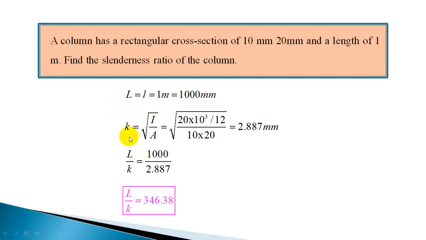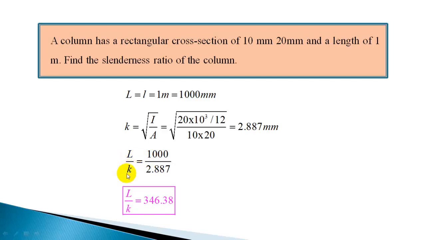Least radius of gyration is root of I by A, and least value of moment of inertia is 20 into 10 cube by 12. As I mentioned earlier, 10 is the least dimension, so for that value you can take the cube. So 20 into 10 cube by 12 divided by area, which for a rectangular cross section is 10 into 20. So we'll get the value of radius of gyration as 2.887 mm.